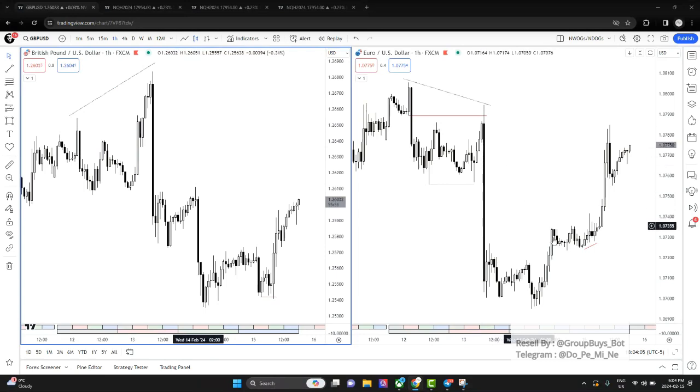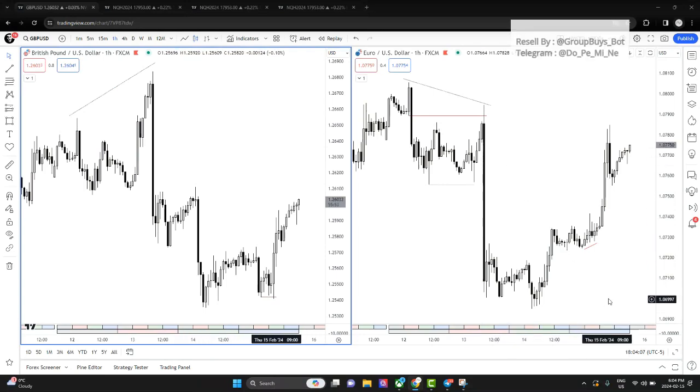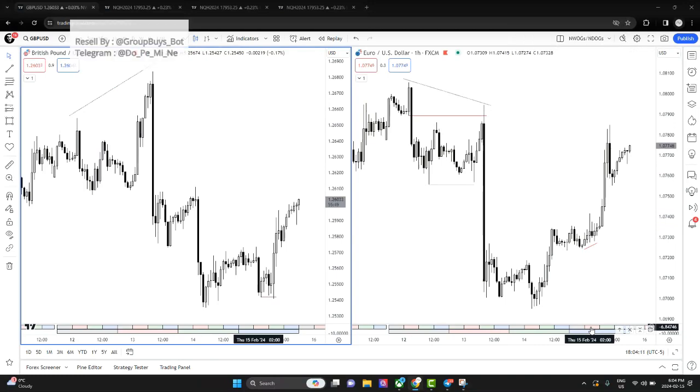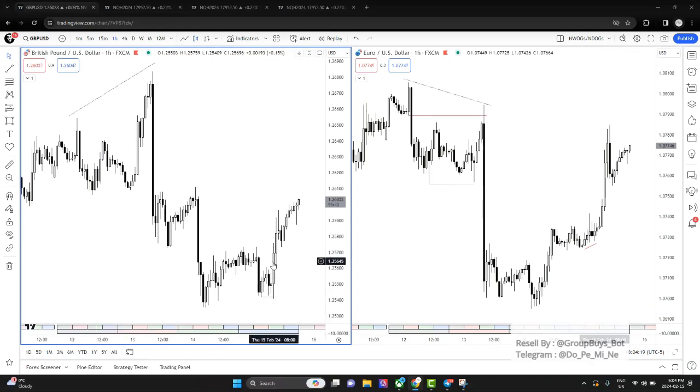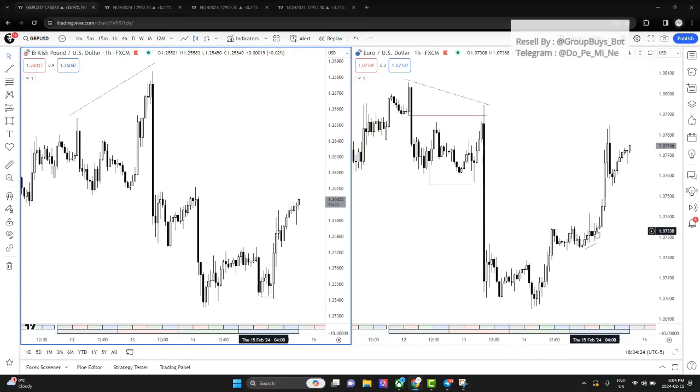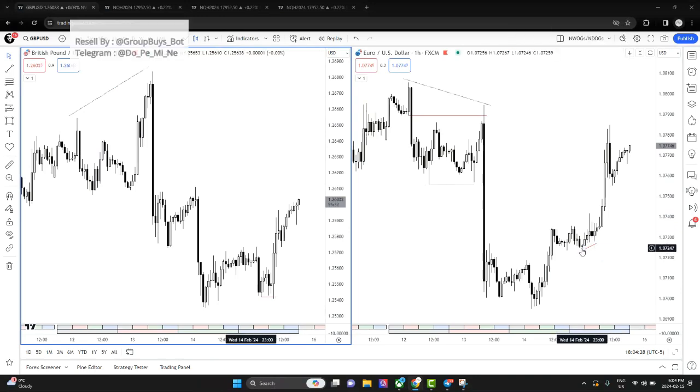Also, we have sequential SMT between Q2 and Q3 right here, right? So right here on GBP USD, we had price break below this low, while with EU, price could not break below this low.